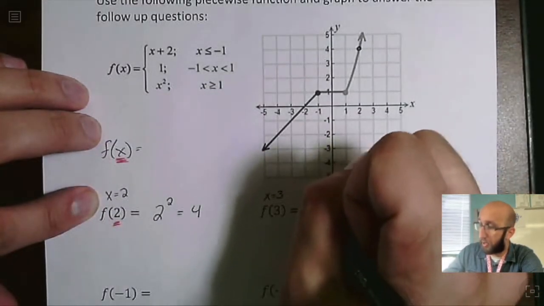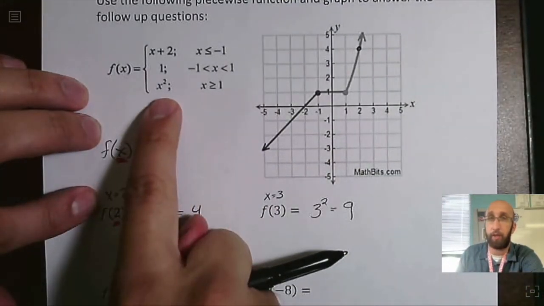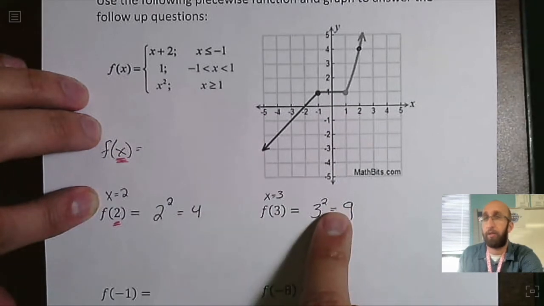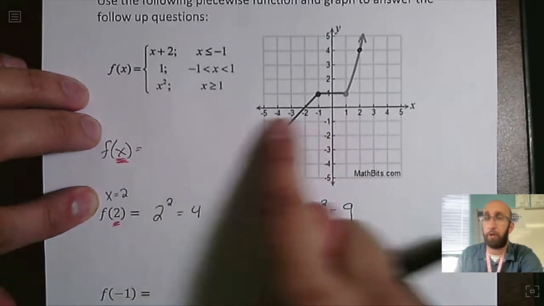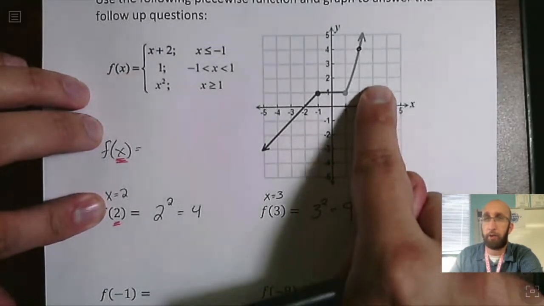If I plug in a 3, we're going to have 3 squared. We end up with 9. So I plugged in a 3 for the bottom piece, squared it, and got 9. If we wanted to do this graphically, we would go all the way over to x is 3, and we would go up and try to find our graph.